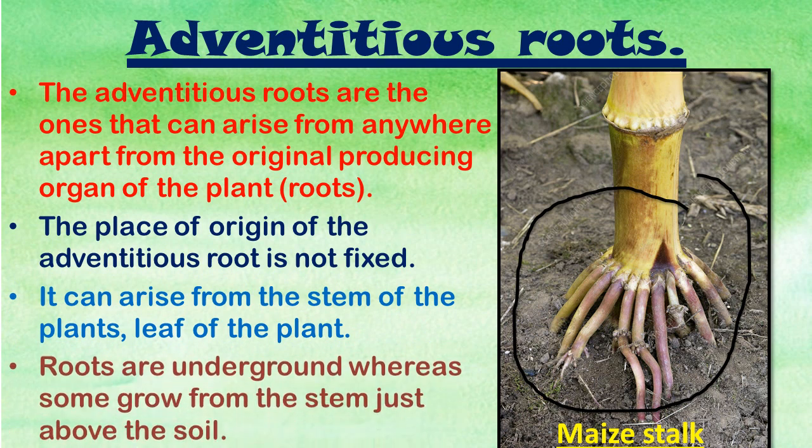Okay, roots are underground, whereas some grow from the stem just above the soil, and the latter are called adventitious roots. So the arising organ is not fixed. These can arise from any part of the plant. That means they can arise from stems and also leaves. So these are the adventitious roots.